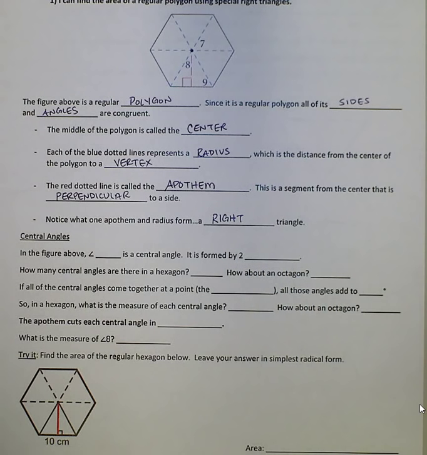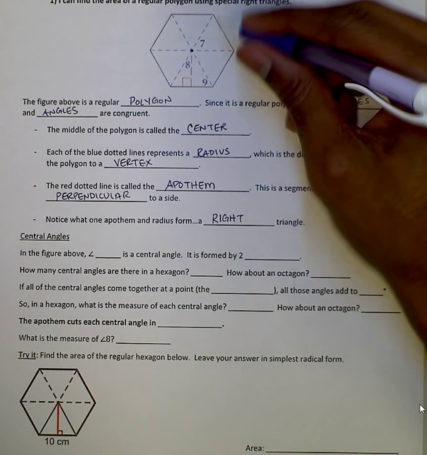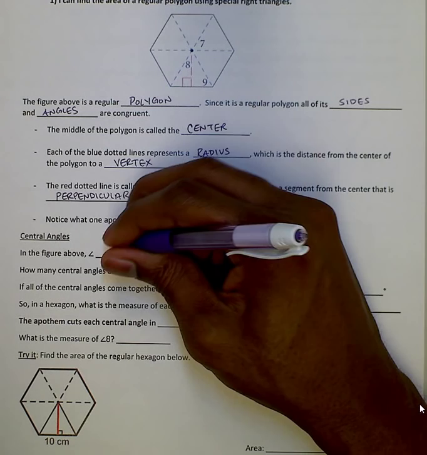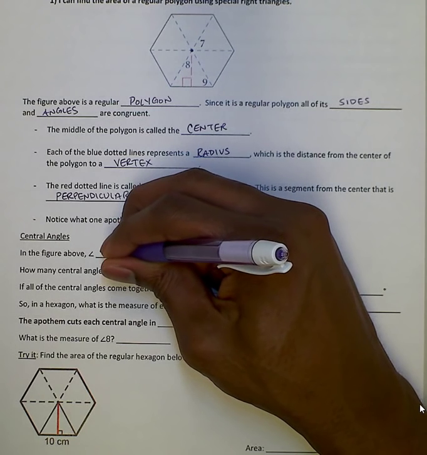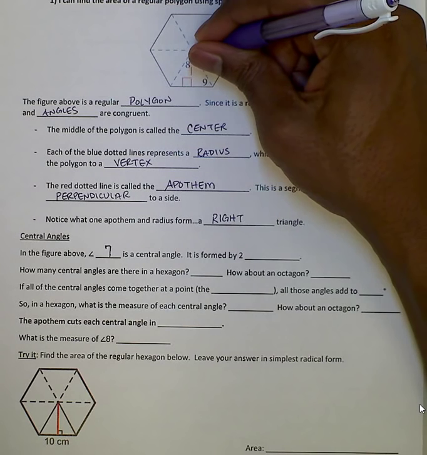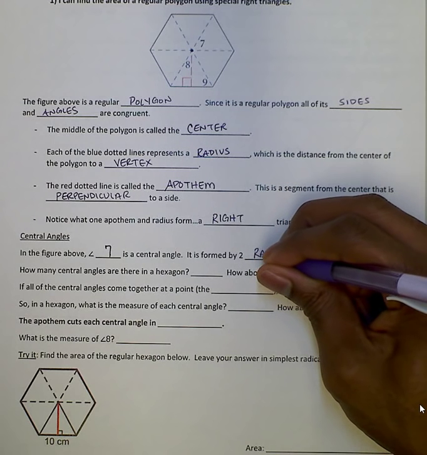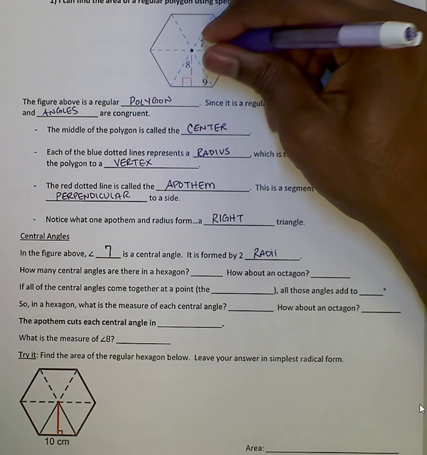In the figure above, we're going to talk about central angles now. Angle 7 is a central angle. It's an angle created by two radii. So that's a central angle.